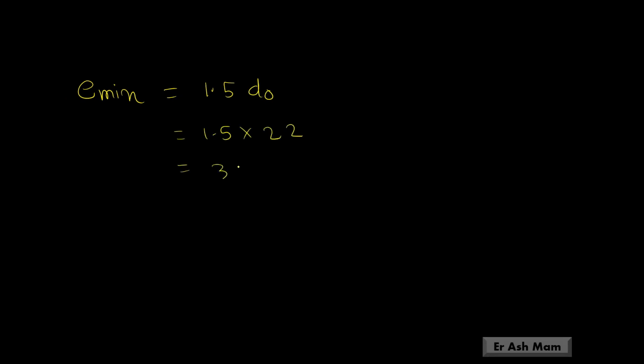Next, e minimum, that is minimum end distance, equal to 1.5 times d naught. We know that d naught, that is diameter of hole, is 22 mm. Therefore, end distance equal to 33 mm. Page number 74, IS 800.